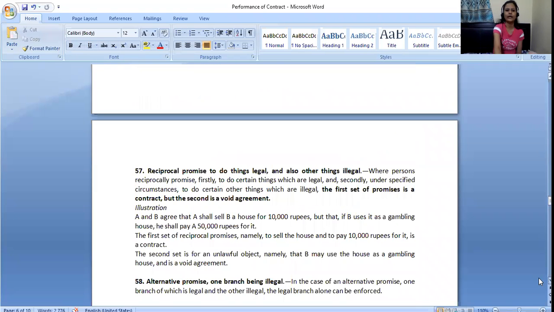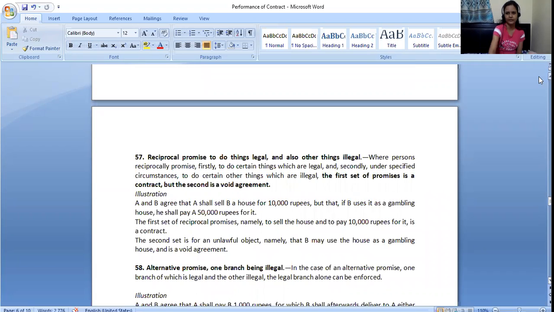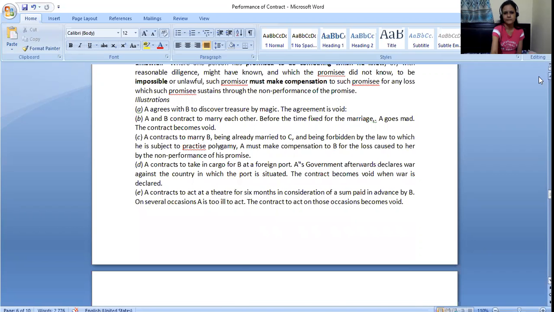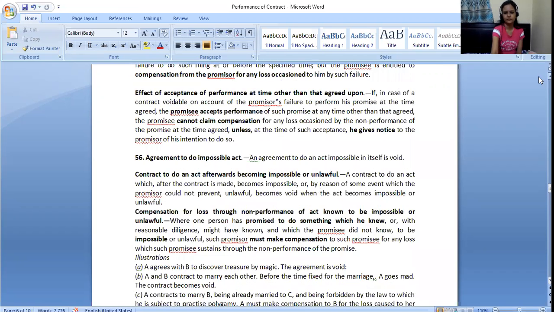If knowingly I am making such kind of an agreement and the other person is suffering loss, I will have to compensate for that. I understand regarding the impossible performance, but if it's unlawful, aren't both the parties bound to know even before they enter a contract?